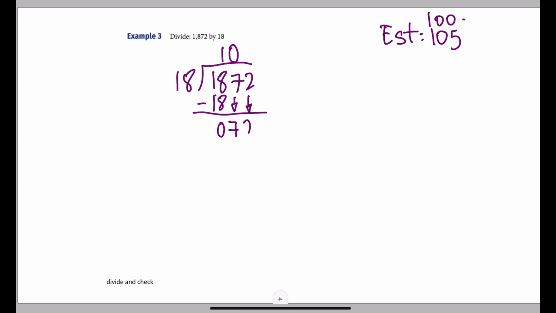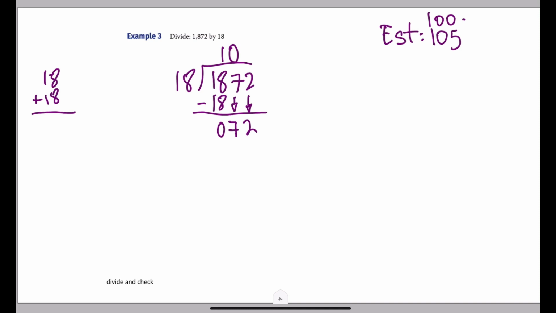And then I can bring down my 2. Does 18 go into 72? Yes. Now here's the trouble. I don't know exactly how many times. So I have a couple of different options. I can guess, and I can just start doing some math. I can do it off to the side.